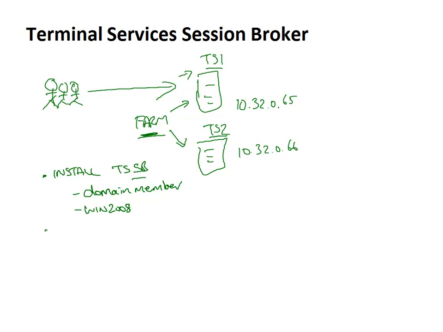Now the next step would be for every terminal server that we want to participate in our load balancing farm, we're going to need to add those servers' Active Directory computer accounts to a new local group, which is simply called the Session Directory Computers group.